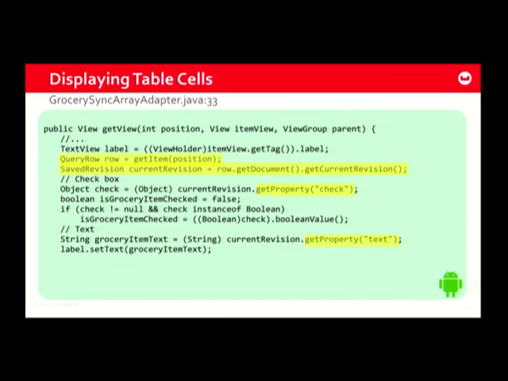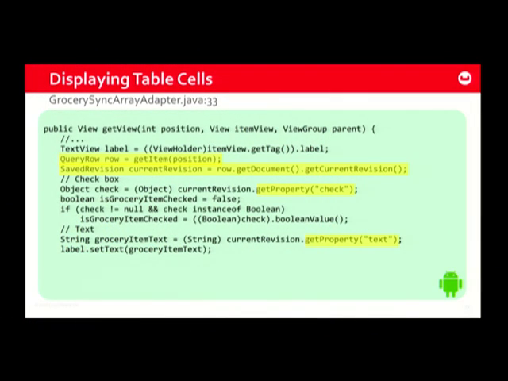Here's the Android equivalent in the GrocerySyncArrayAdapter class, where it's pretty close to that. It's getting the query row by calling getItem based on the row number in the table. It then gets the document from the query row and then gets its current revision, and then uses the check and text properties to populate the UI controls in the row.